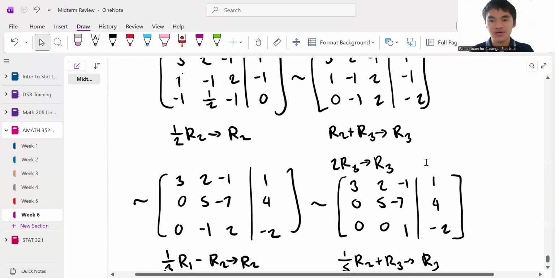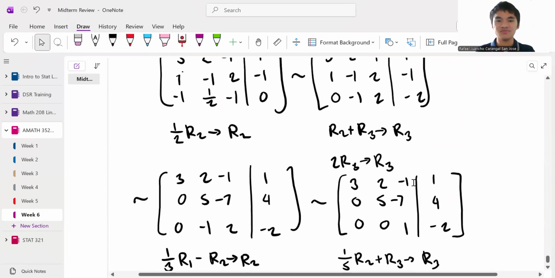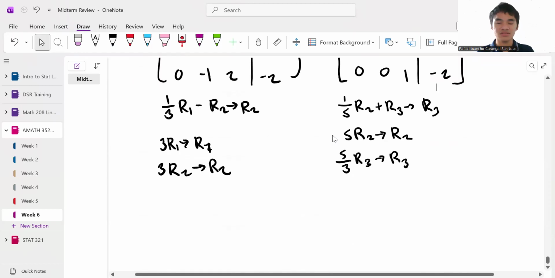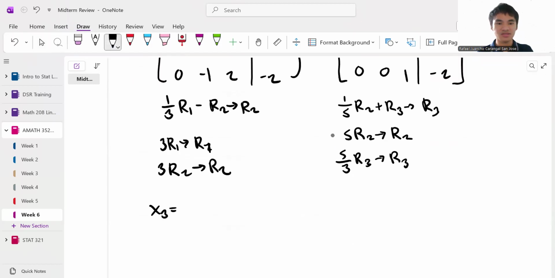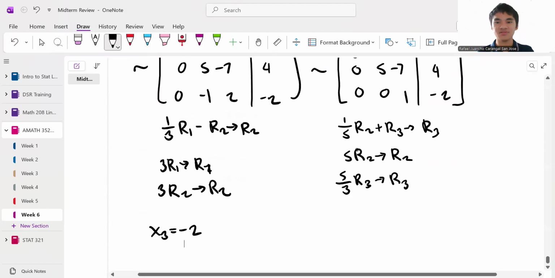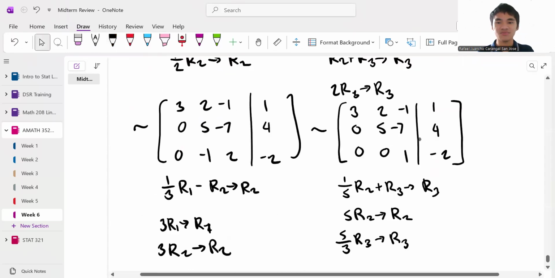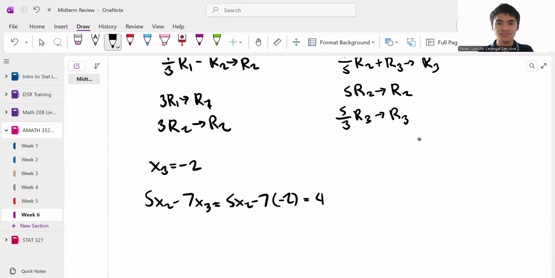Cool. Okay, so now that we have that, we have a pivot in every column, so we know this is independent. And what else can we say? Oh, we have to solve it. Okay. So x sub 3 is -2. So here we're just back substituting. 5x sub 2 minus 7x sub 3, well, that's the same thing as 5x sub 2 minus 7 times -2. And this would be 4. So based off of that, we get 5x sub 2 plus 14 equals 4.